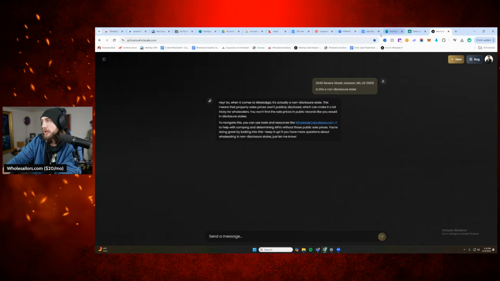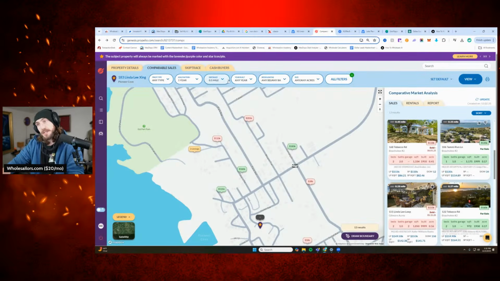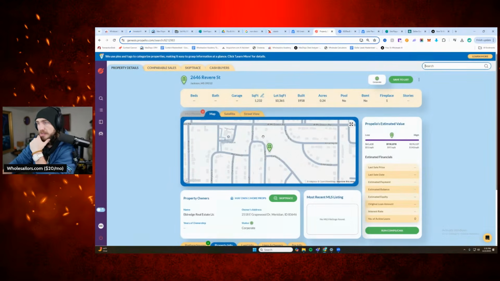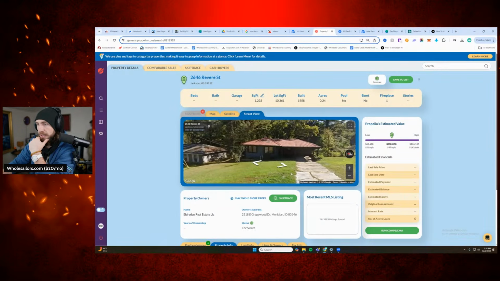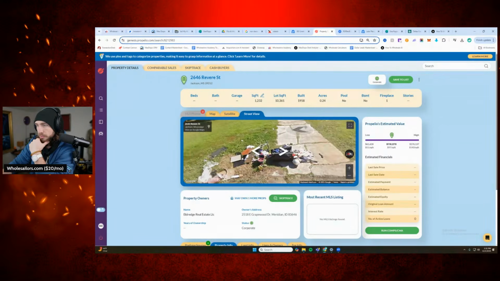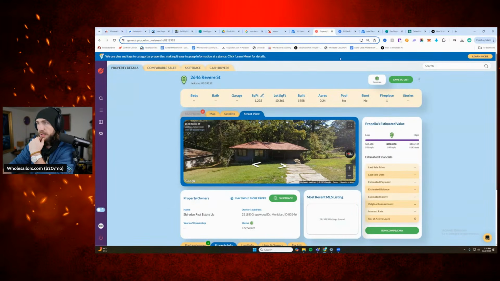So anyways, we'll have this open and ready to go. It's a non-disclosure state, even though it's Mississippi and not Missouri. Let's plug it in. Let's see what we get. Here is our gorgeous house. Oof. It's a beaut. It's an absolute beaut.